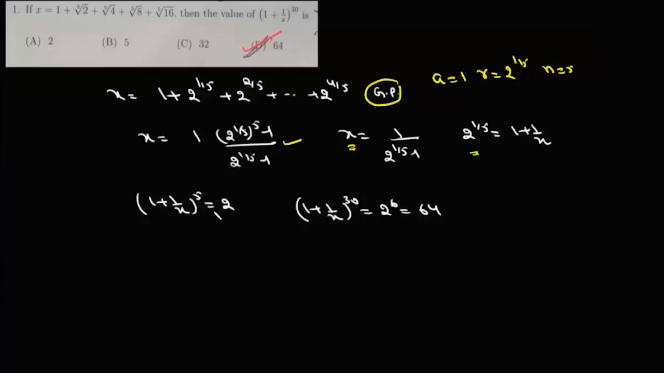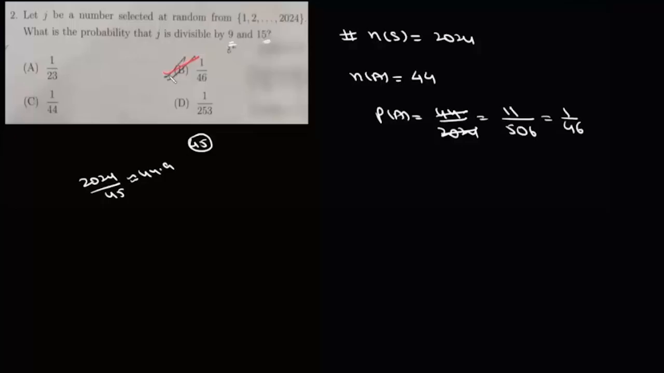Now they're asking for 1 plus 1 by x to the power 30. So we'll take 6th power. If we take 6th power both sides, right hand side will be 2 to the power 6. That's your 64. And that'll be your option D. Now question number 2 is a very simple probability question.